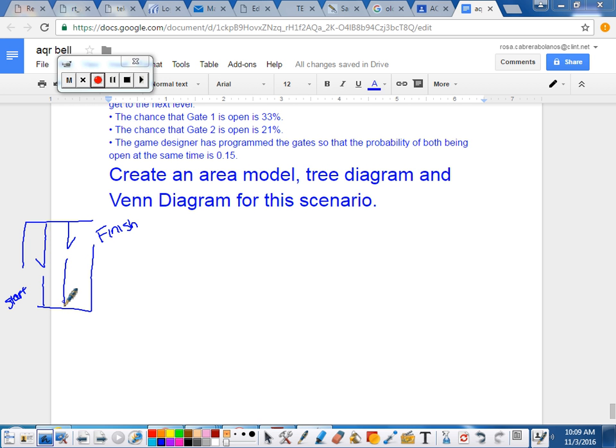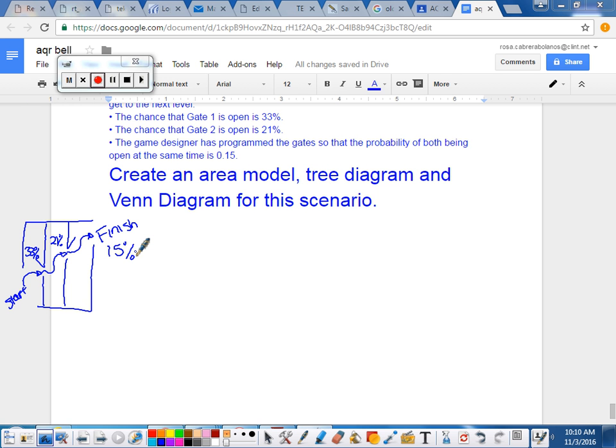The probability that gate 1 is open is 33%. The probability that gate 2 is open is 21%. Now Victoria needs to get through here, and then once she's there, she needs to get through that one over there. The probability that she can actually go through both of those at the same time and get to her next level and get all the way out is actually 15%.